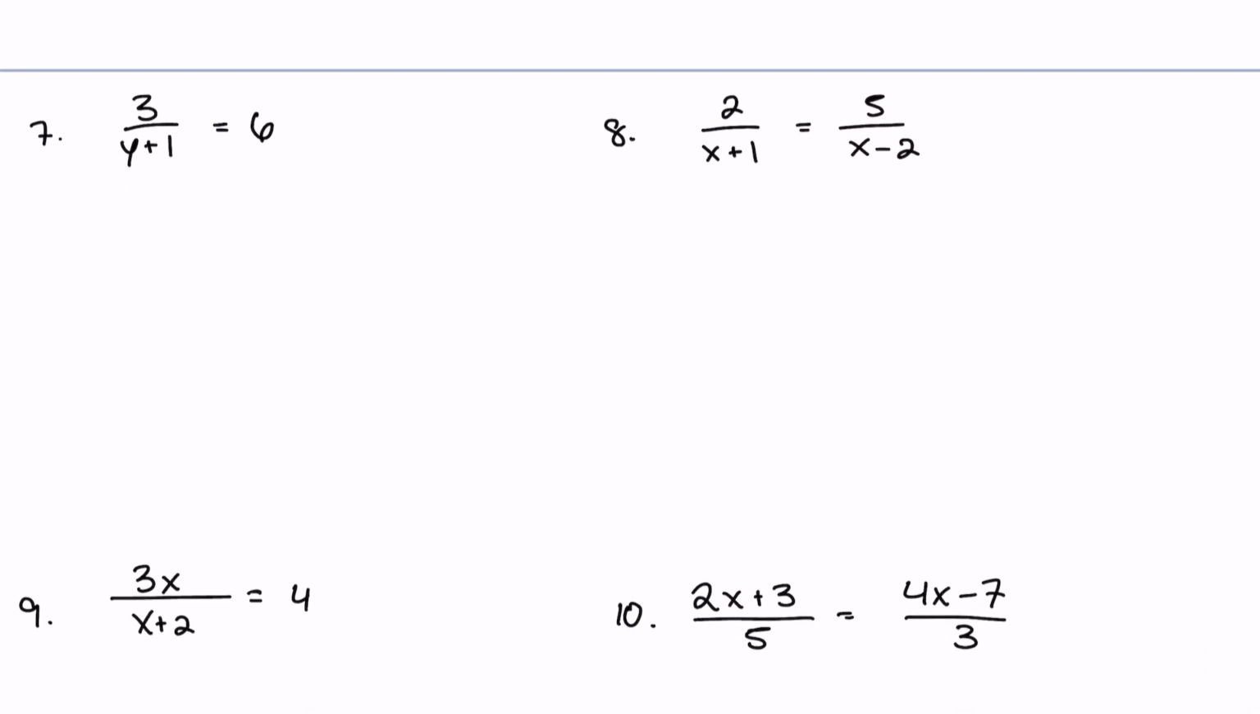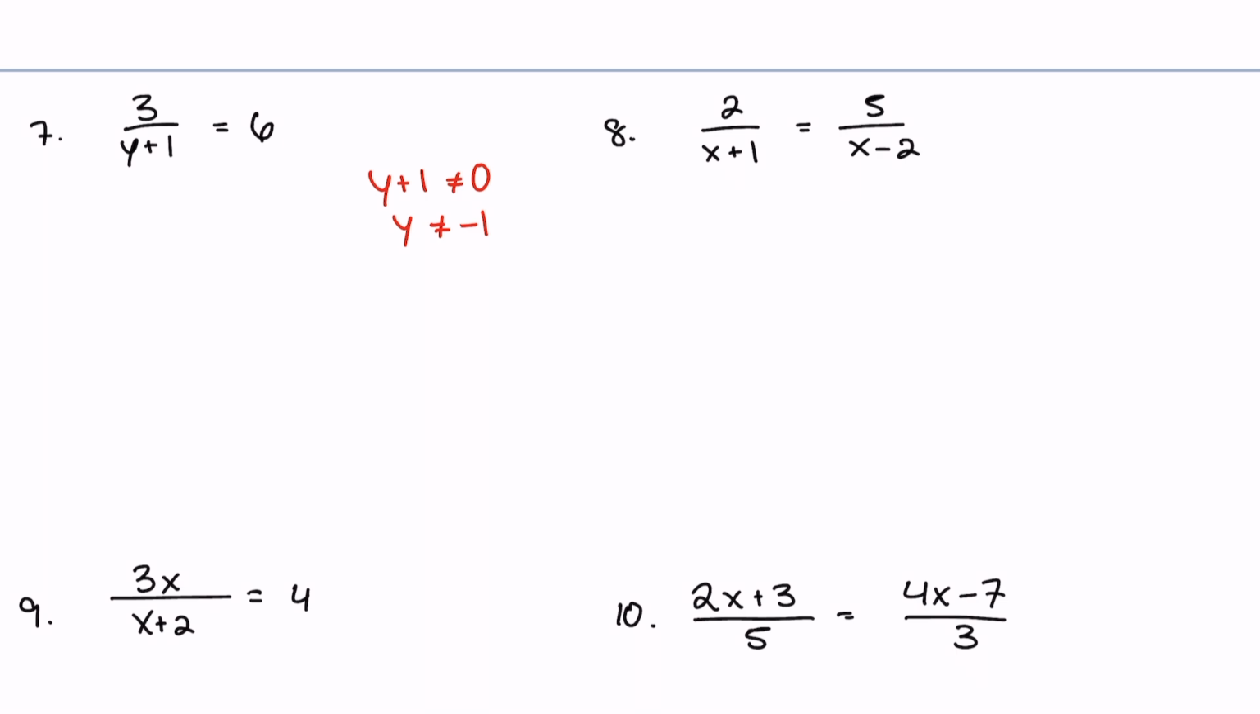Here we have 3 divided by y plus 1 equals 6. So we have a variable in our denominator, so we need to make sure our denominator cannot equal 0. So we're going to make our criteria here. y plus 1 cannot equal 0. So we need to figure out what y value we cannot have. So to solve for y, we need to subtract 1 from both sides. When we do that, we get y cannot equal negative 1.